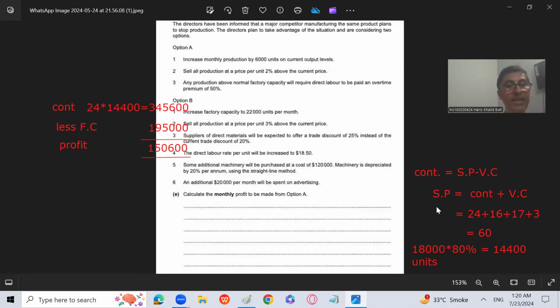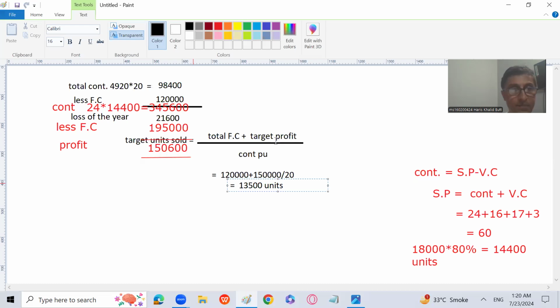So competitor has stopped working, and option A basically says that you have to find the monthly profit, which is supposed to be made as per option A: increase monthly production by 6,000 units. So let's move towards the part over here. How are we going to find the profit? I'll do it over here.